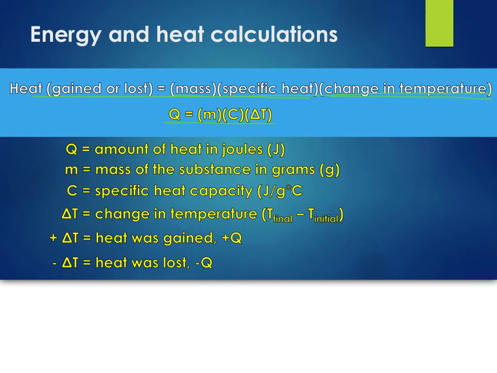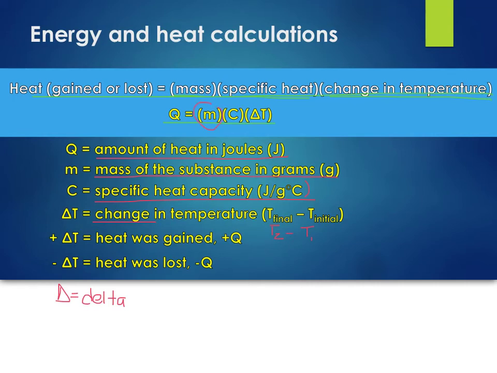So Q is the amount of heat in joules. So heat is measured in joules. M is the mass of the substance in grams. So how much of the substance do we have? It is measured in grams. C is specific heat, which will be a constant for each substance, and we talked about the unit joules per gram per degree Celsius. Delta, this triangle is pronounced delta, and what it means is change in temperature. And we always do T final, or sometimes we say T2 minus T1, to get the change.